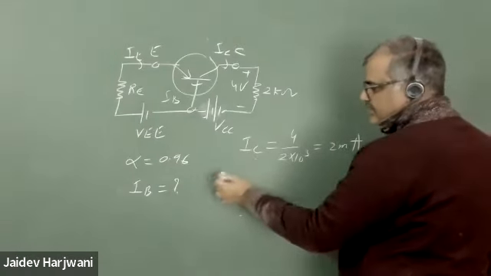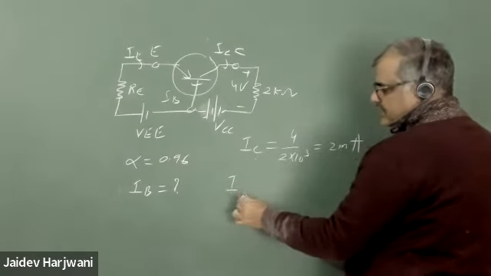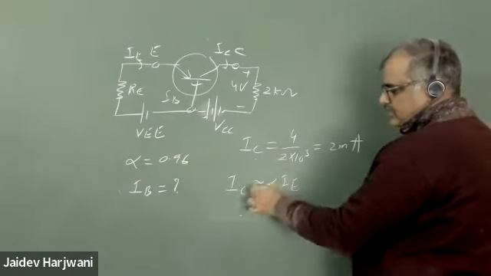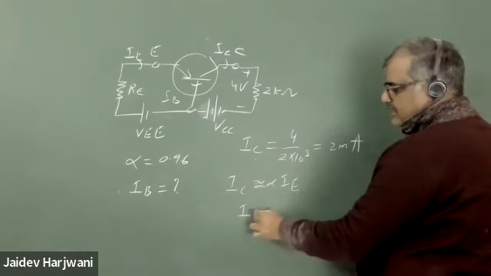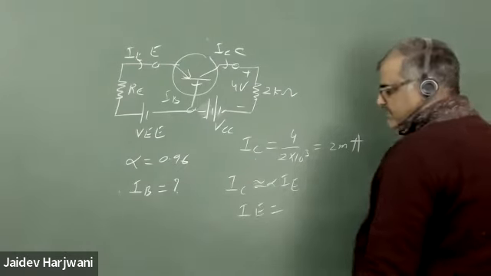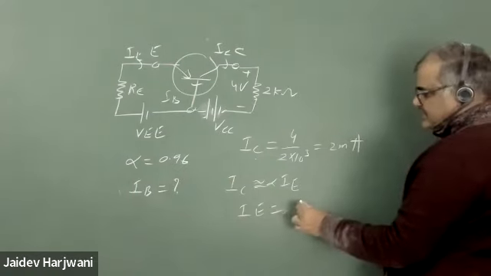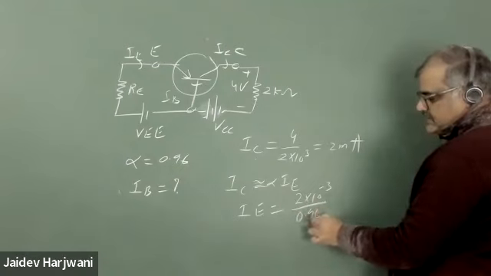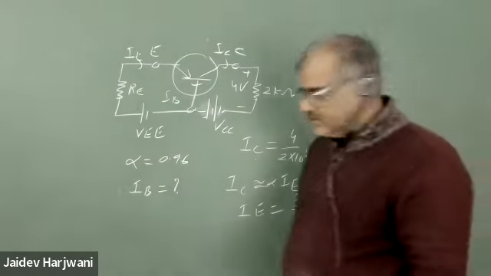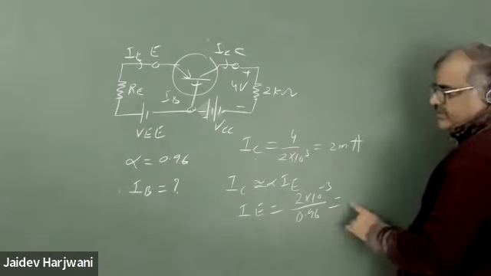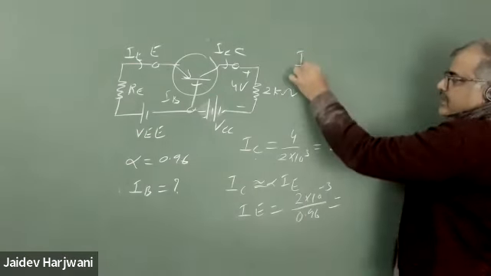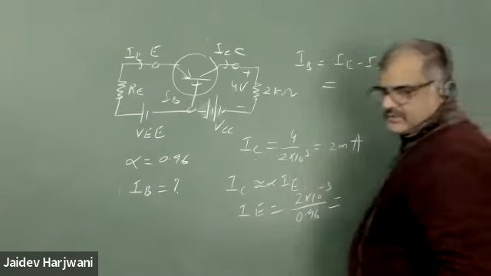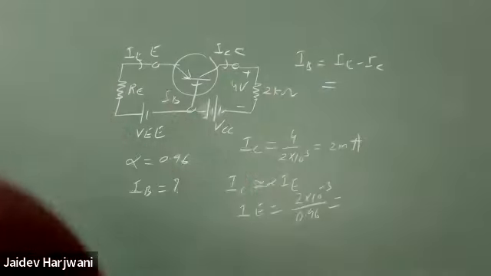Once you know the IC, approximately you can calculate IE. Your IC is alpha IE, almost. So IE will be your IC, 2 milliampere, upon alpha, that is 0.96. Once you know the IE, you can find IB. IB is nothing but IE minus IC. Tell me the answer, the IB value.